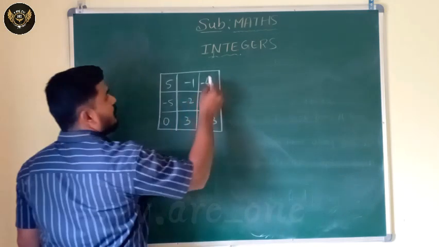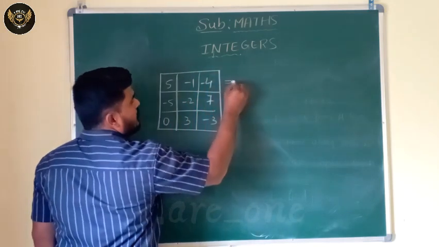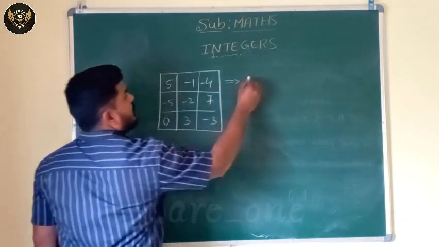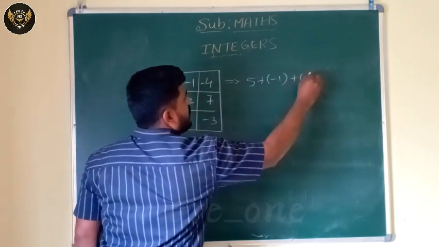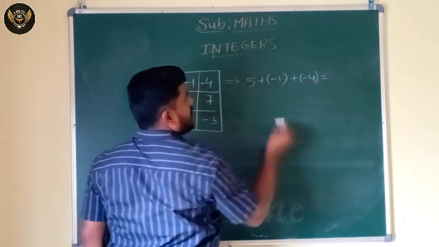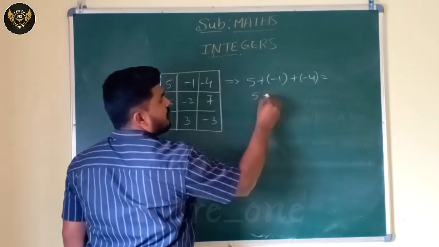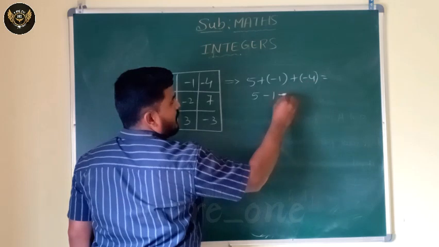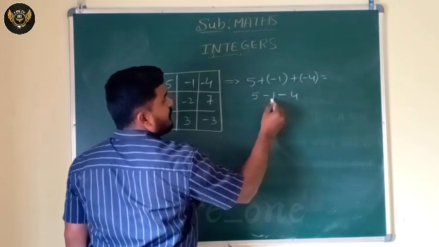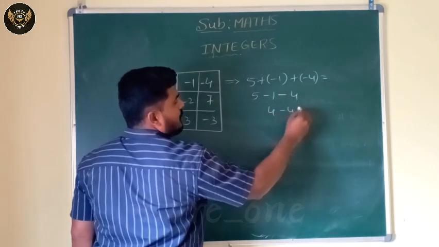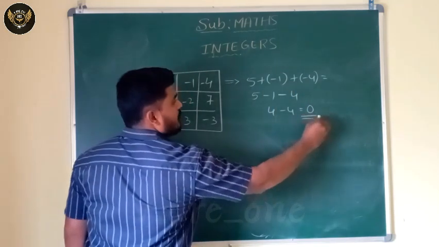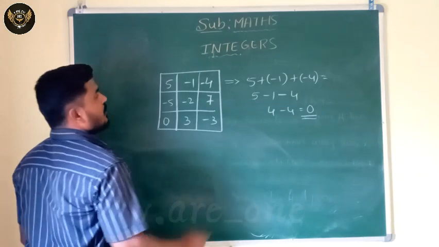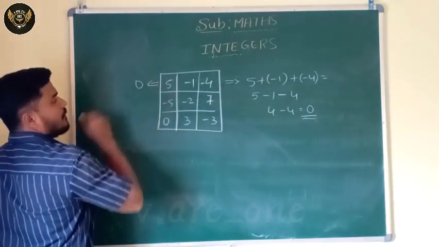Magic sum. Along with rows, along with columns, we have to add. First, if we add the first row, that is 5 plus minus 1 plus minus 4. That gives 5 minus 1 is 4, again minus 4, that gives 0. The first row sum is 0. We can write here 0.